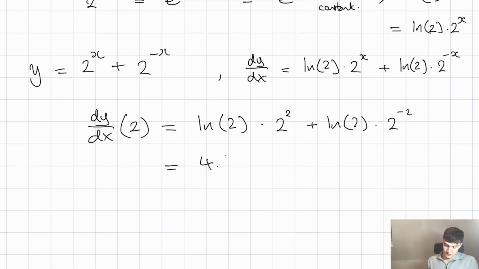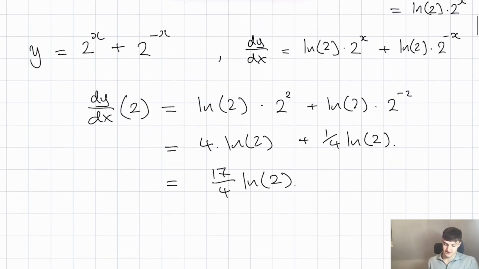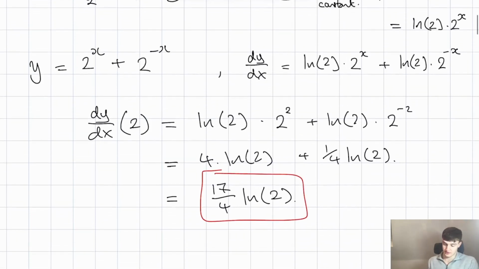So that's 4 ln 2 and then plus a quarter ln 2. That's going to be 17 over 4 natural log of 2. That's the value. If we're looking for a tangent, that's going to be the gradient of that line.